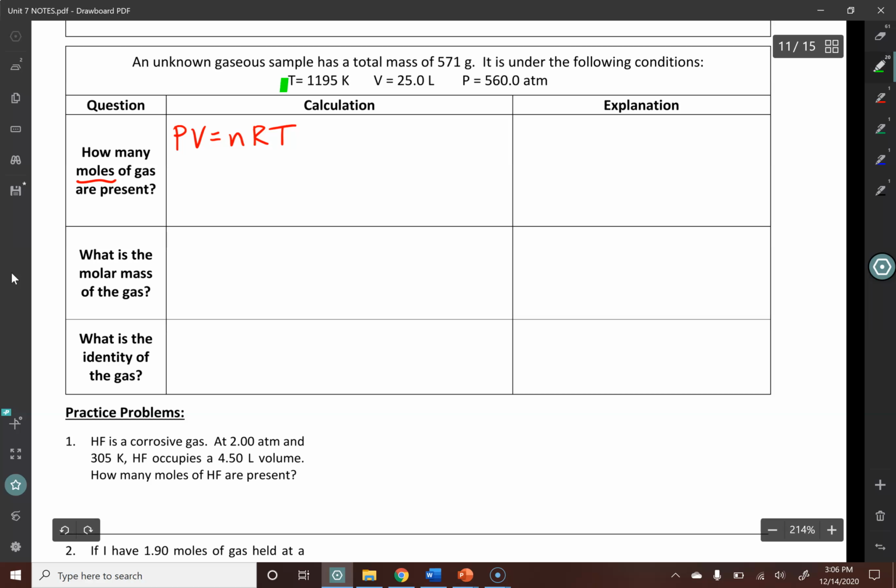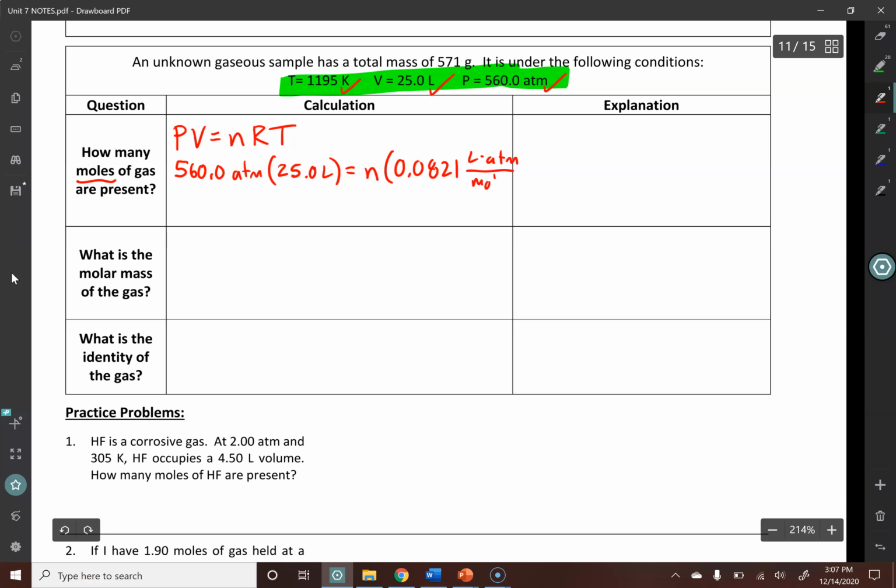And if we check the information that's been provided, we've got liters, atmospheres, we're asked for moles, and Kelvin. So we don't have any additional conversion that we have to make. I'm going to start filling in what I know. Okay, 560.0 atmospheres times 25.0 liters is equal to moles times 0.0821 liter atmospheres per mole Kelvin. And our temperature, it's hot, 1,195 K.